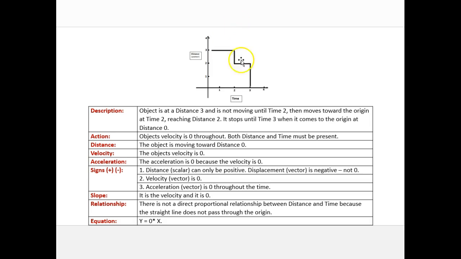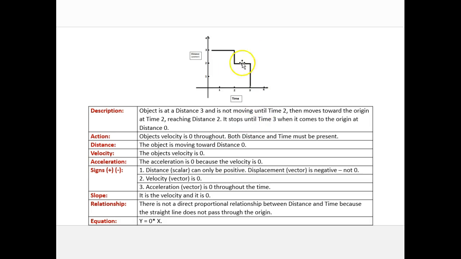I don't know how that is going to be possible. How is it going to move from 3 to 2 without any change in time? You've got to be very careful there. Time must elapse when you are changing distance. In this case, there's no time. But that tells us something. Then at time 2, it stops again. The distance remains the same.